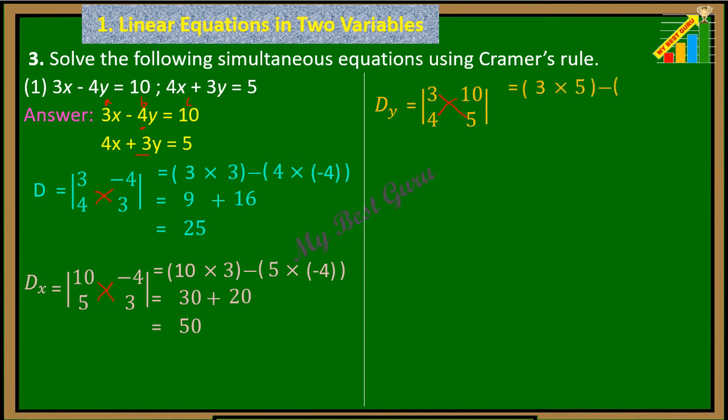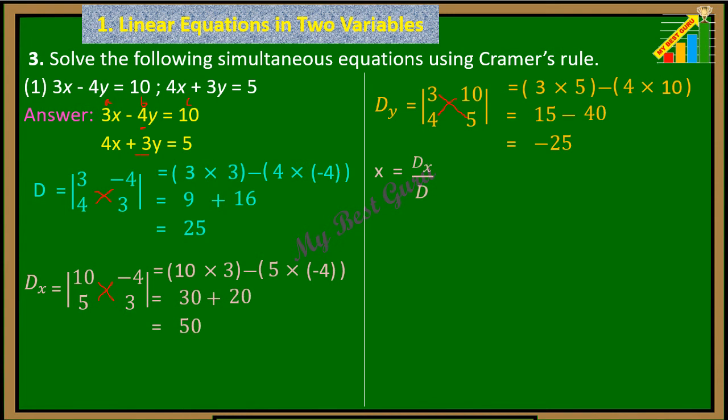So 3 multiply by 5 minus 4 multiply by 10. So 3 multiply by 5 is 15, minus 10 multiply by 4 is 40. Now plus minus, you have to do subtraction. So it is 25 and the sign of the greater number. As 40 is the bigger number here, you have to give the sign of 40.